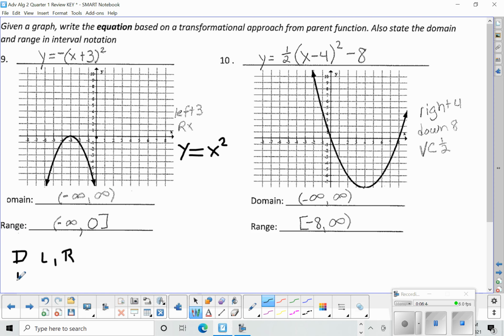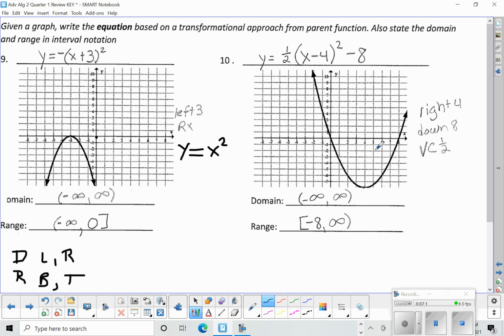The range is your bottom. Where does it start on the bottom and where does it end on the top? It's all the allowable y values. When I look at this, it goes down forever, so that's negative infinity. But when I'm looking at it, I come up, up, up, up. I can see the graph here at y equals 0, but as soon as y gets bigger than 0, there's no more graph. So it's from negative infinity up to and including 0, so you use the brackets.